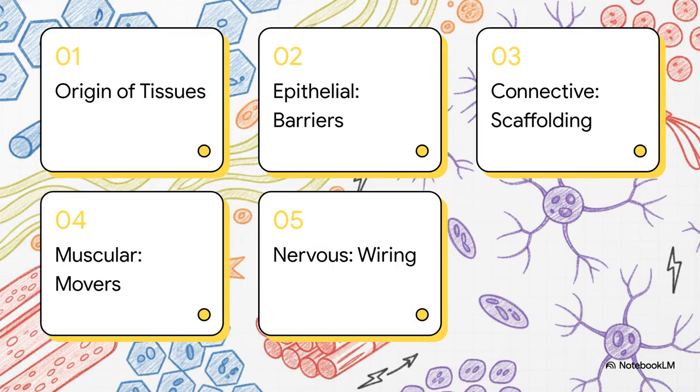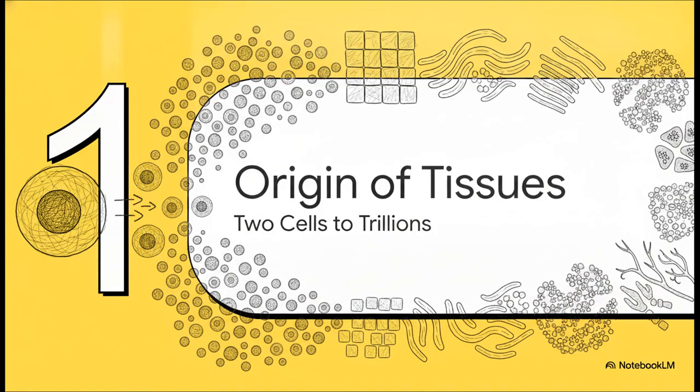Here is our roadmap for today. First up, the origin of tissues. Then, we're going to break down the big 4. Epithelial, which are the body's barriers, connective, our scaffolding, muscular, the movers, and nervous, the wiring. All right, let's jump right into section 1.